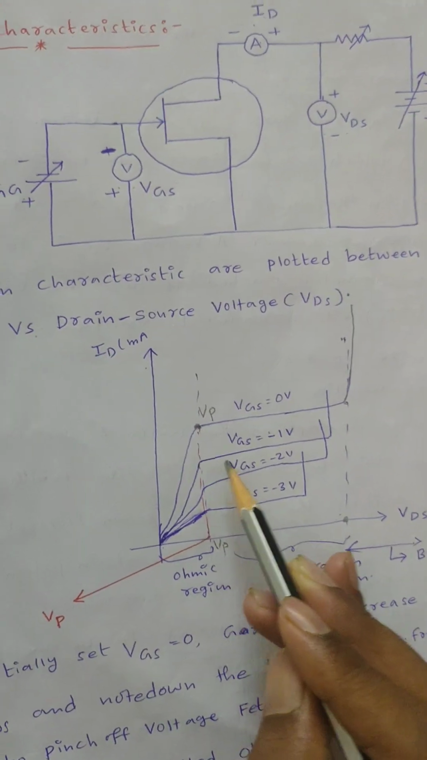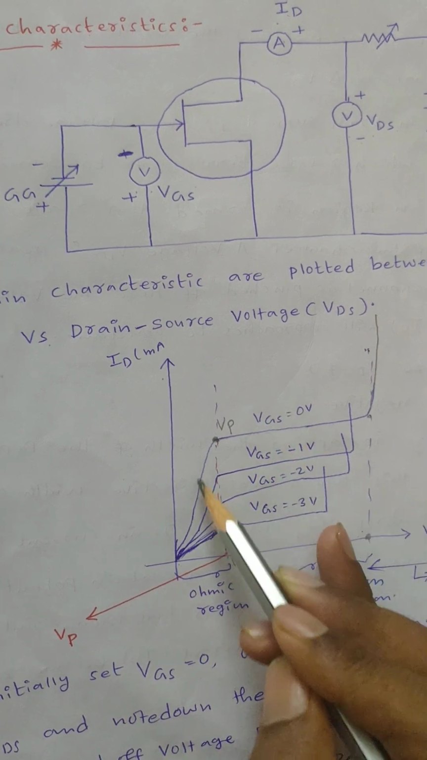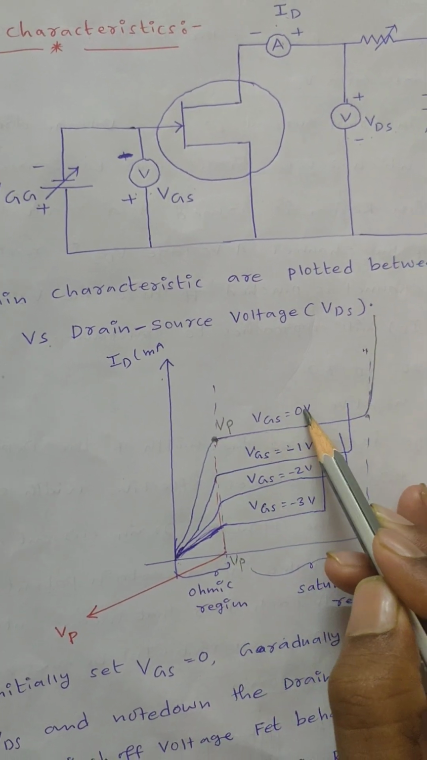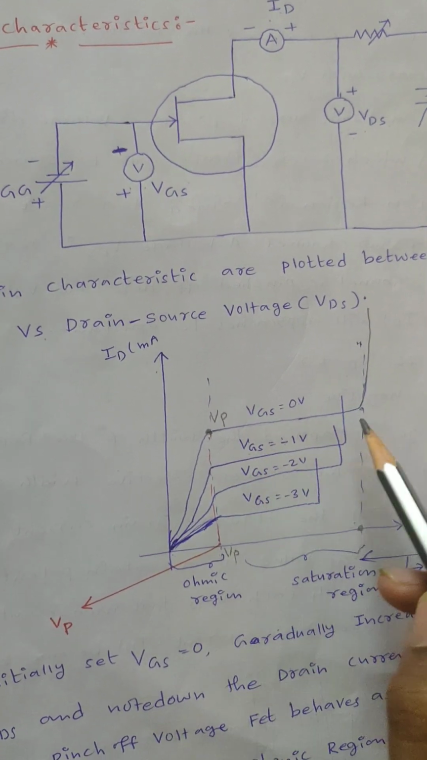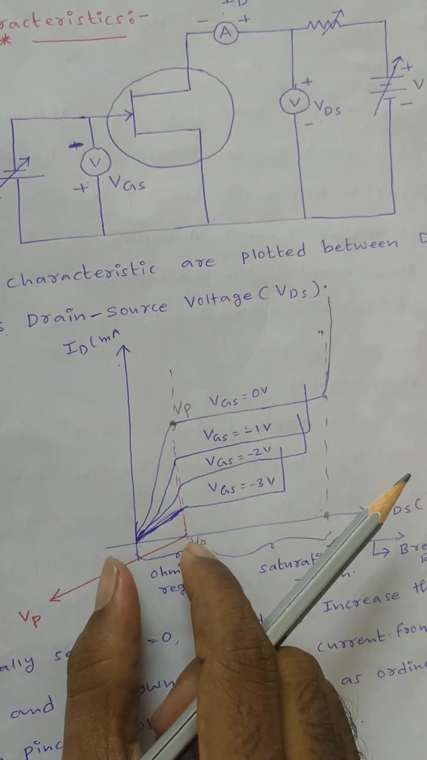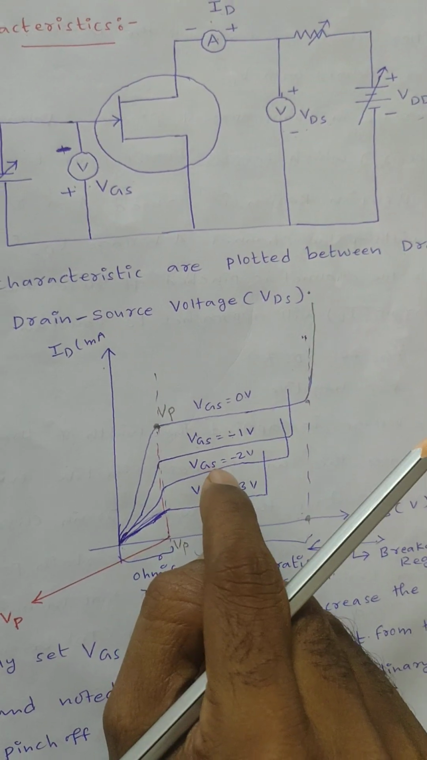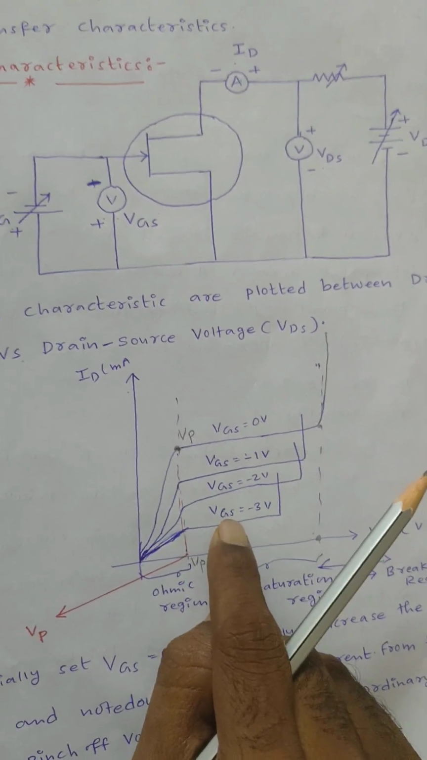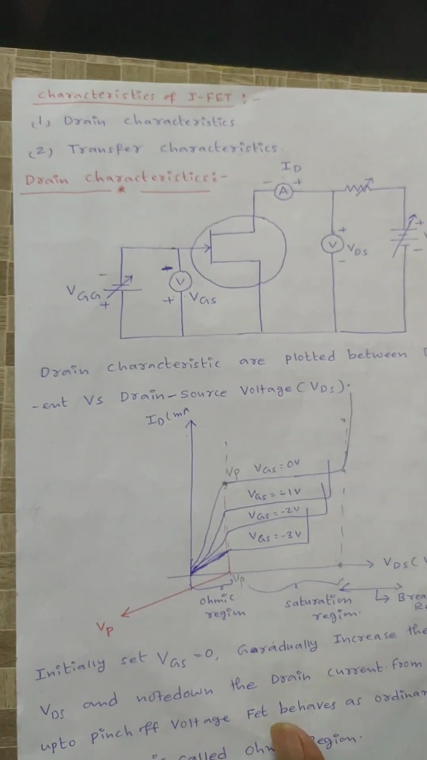Similarly, repeat the above procedure for different values of VGS. This is the graph for VGS equal to 0. Next, VGS equal to minus 1 volt: again you get the graph for the ohmic region, saturation region and breakdown region. Similarly for VGS equal to minus 2 volts and minus 3 volts. That is about drain characteristics.